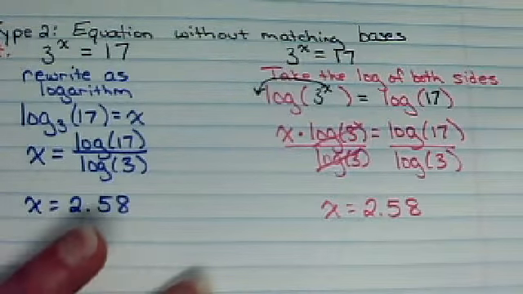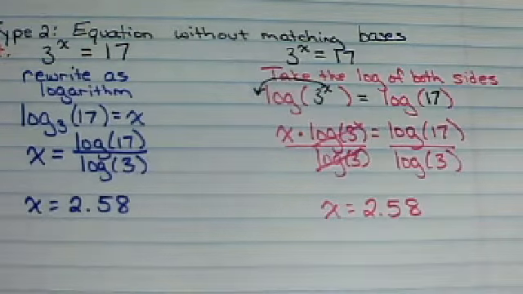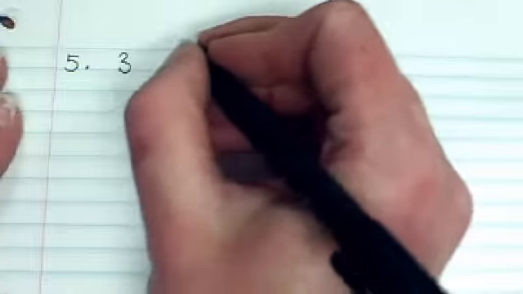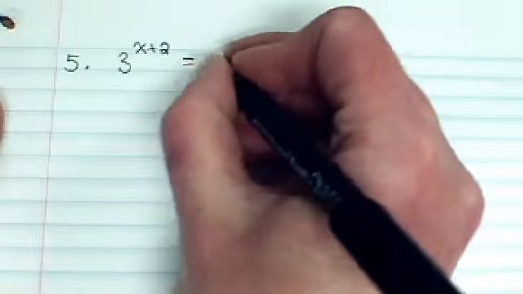So both methods work well. It just depends on which one you want to do. So let's do another one, kind of like that. This would be number 5. What if I had, trying to find a good example. Ooh, okay. What if we had some other stuff up in the exponent? So 3 to the x plus 2 equals 2.